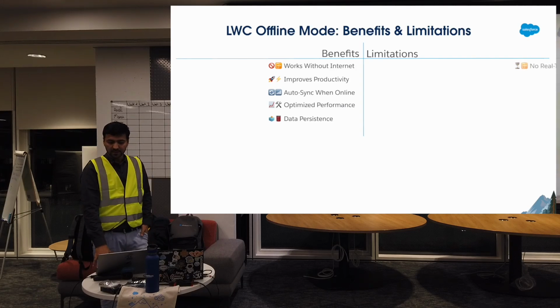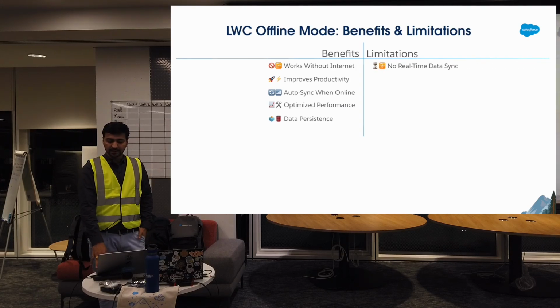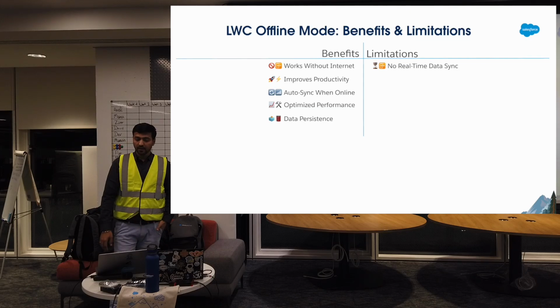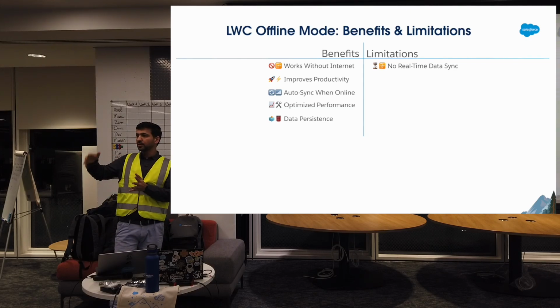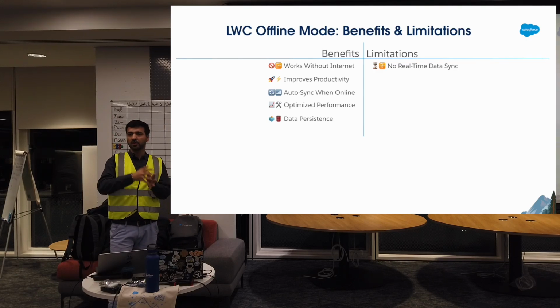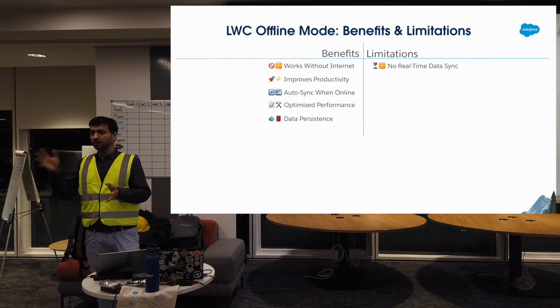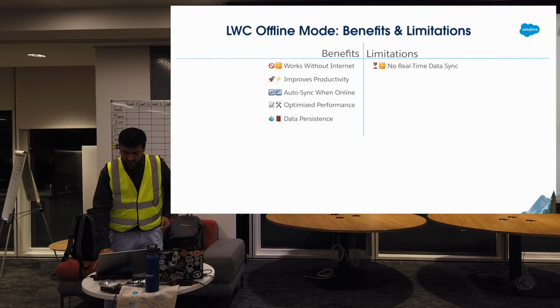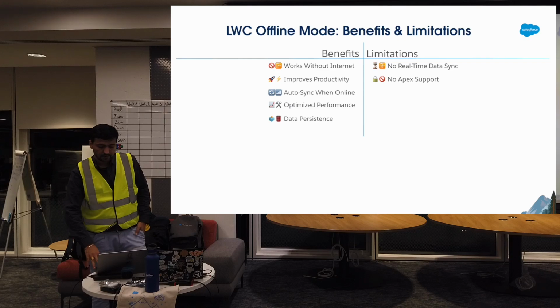Let's see some limitations. No real-time data sync. As we have seen, when we don't have any internet, the managers or the companies who are sitting in the office cannot track what changes have been made till now. So they have to wait until the engineer or the worker or the repairer comes out from the non-internet zone.